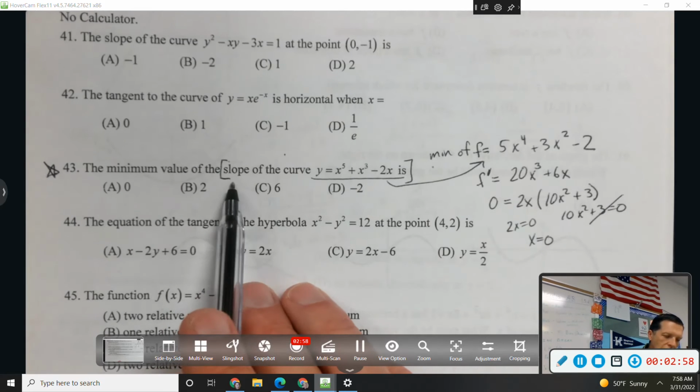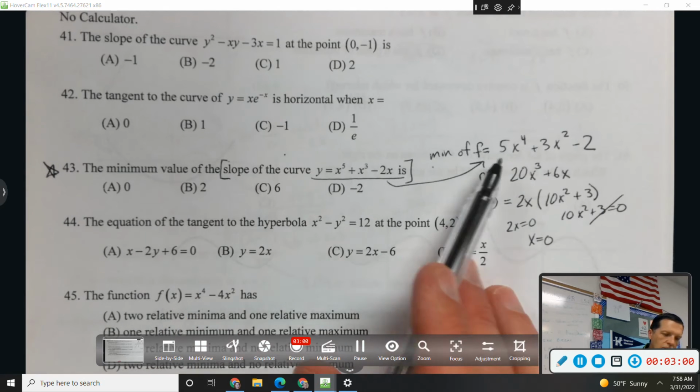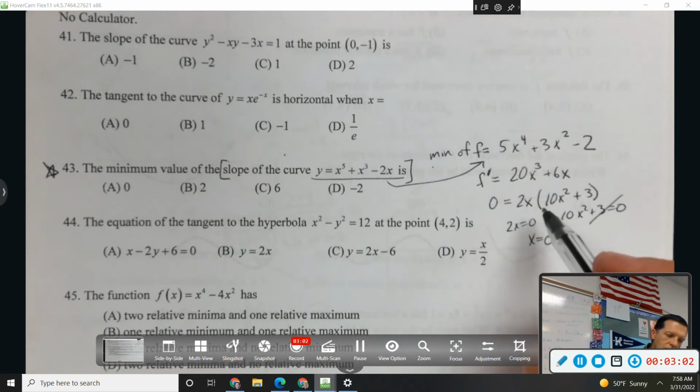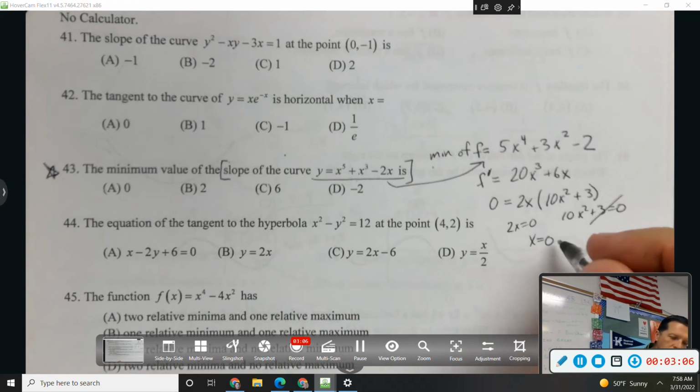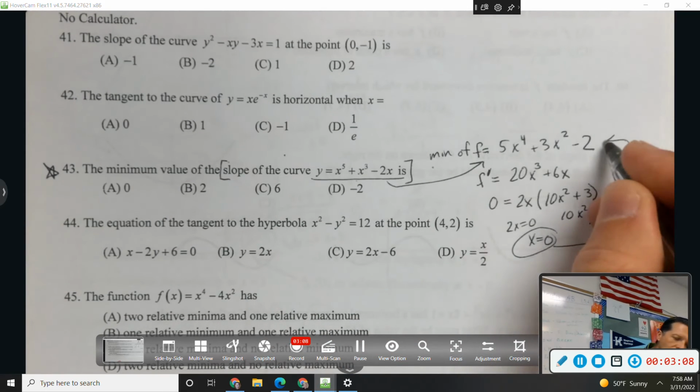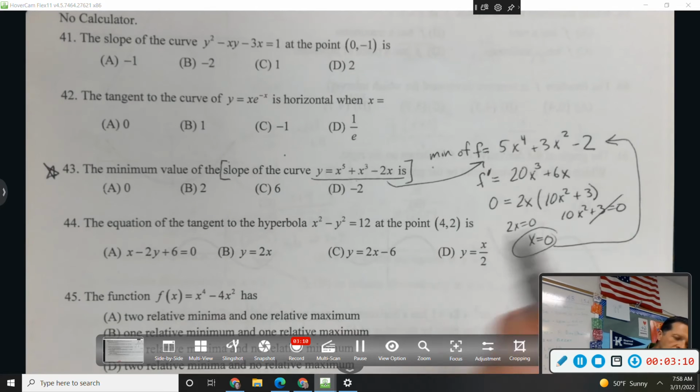The minimum value, the slope of the curve. Okay, so I don't want to plug 0 into this. I want to plug 0 into its slope, which is there, which is negative 2.